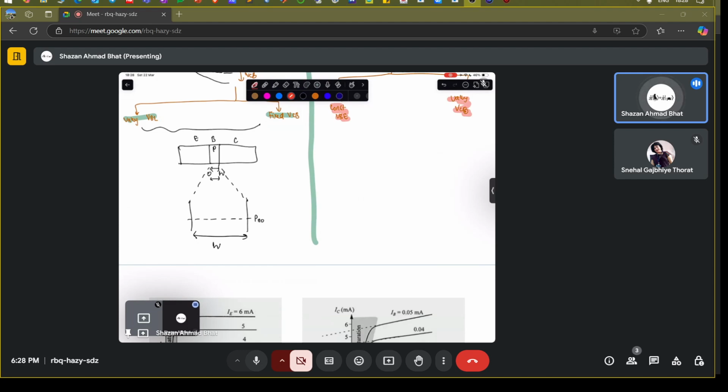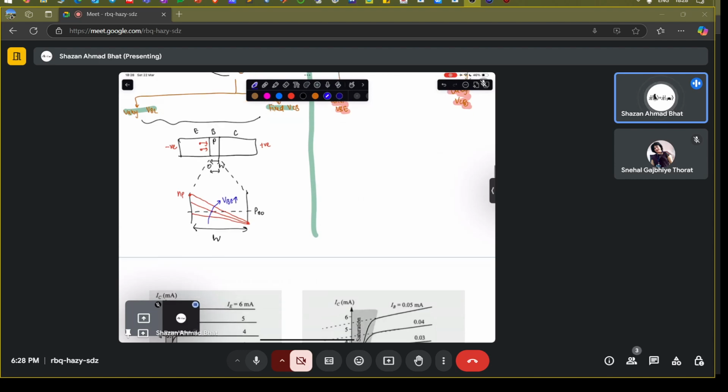Because you have applied negative here and positive here, certain electrons get injected into the p region. So there are electrons inside the p region, and that is going to look something like this. When you draw those minority carrier profile curves, they are going to look something like this. These are for different VBE voltages, meaning that in this direction you are increasing the base to emitter voltage.